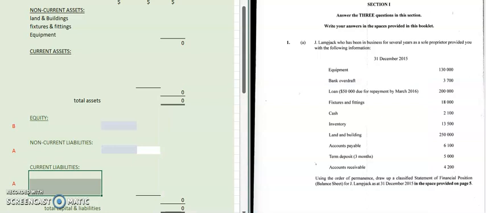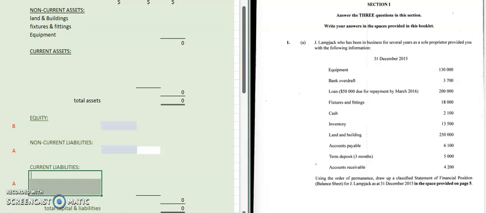Alright, question 1 says to us, prepare a statement of financial position for Lam Jack, who's provided us with some information. So basically, we want to do that in the order of permanence. Alright, so let's examine this question carefully. To do the order of permanence, we need to do a balance sheet.